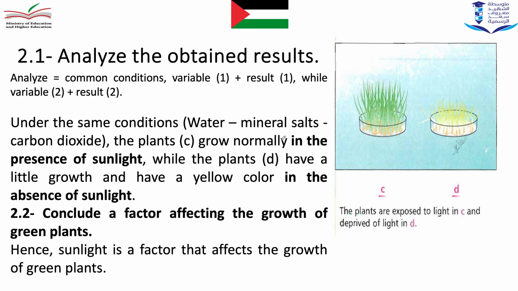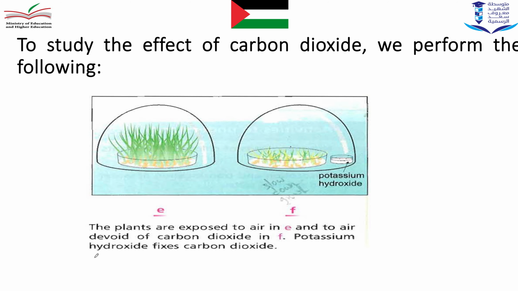The same here, we have to start by the common conditions: same water, same mineral salts in both experiments, and same carbon dioxide. But here the plants C grow normally in the presence of sunlight, while the plants D have a little growth and have a yellow color in the absence of sunlight. You can see the color of them. Don't forget to write the variable factor. If you miss the variable factor, you will get 0 directly. Conclude the factor affecting: it's the sunlight.